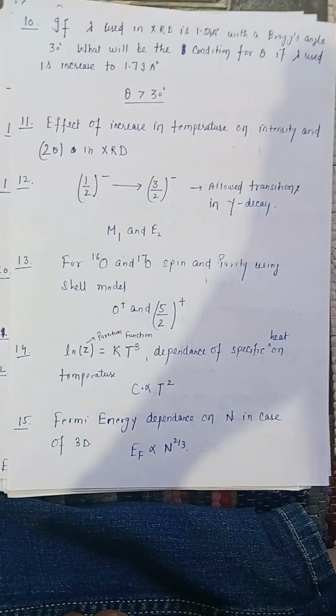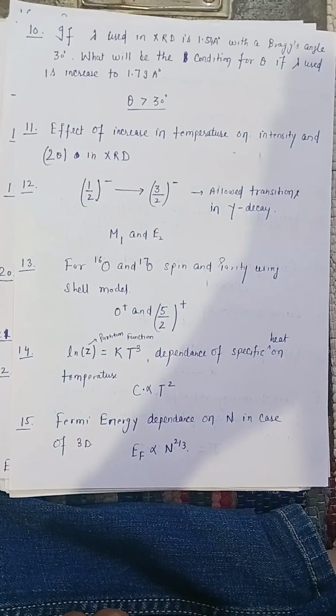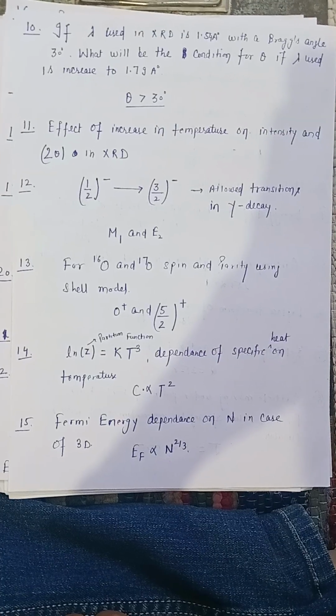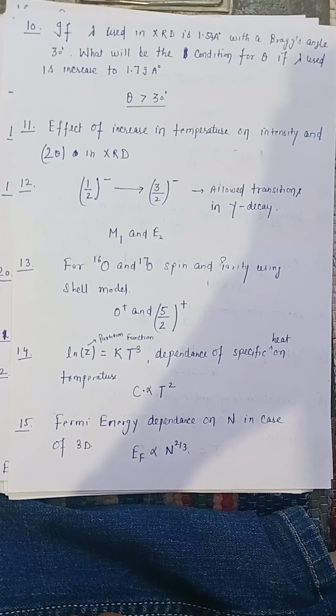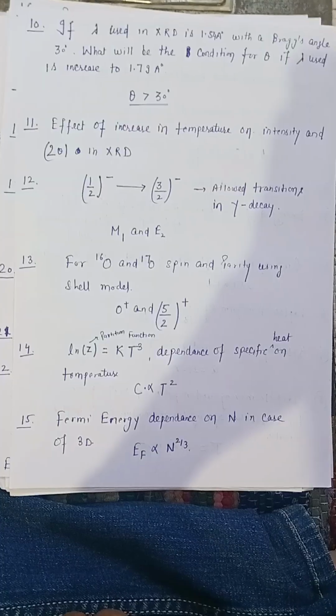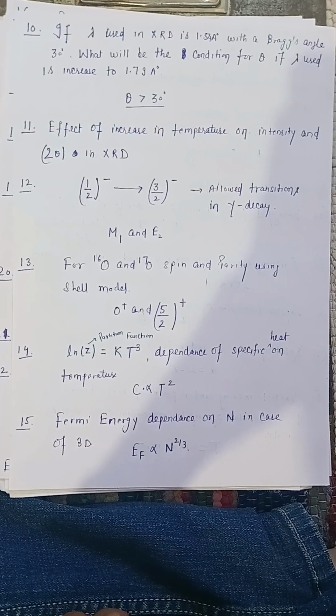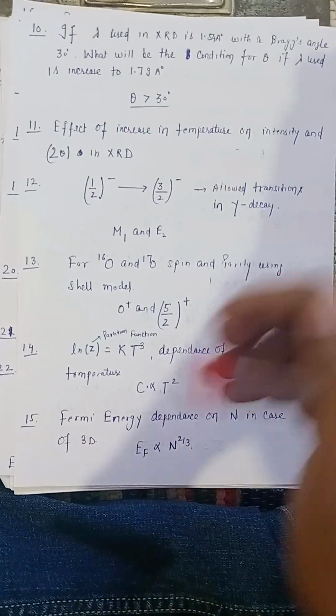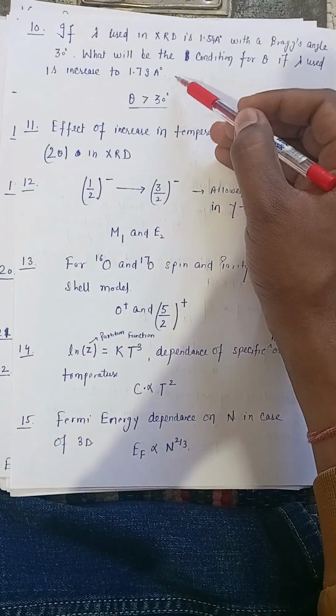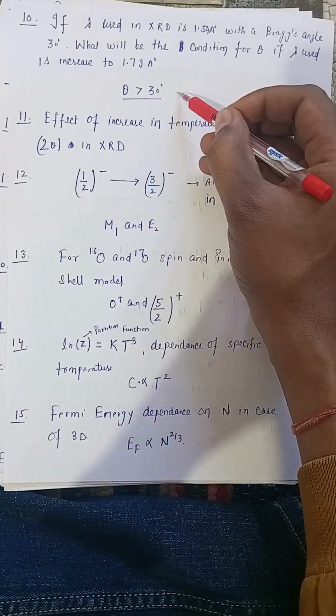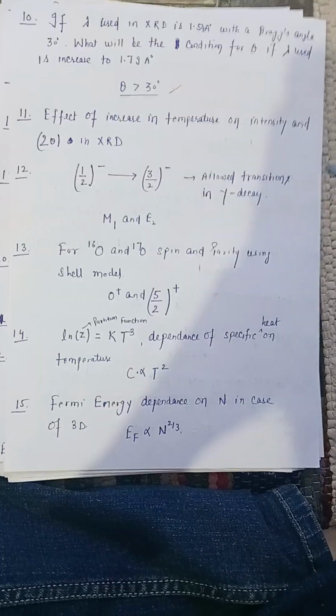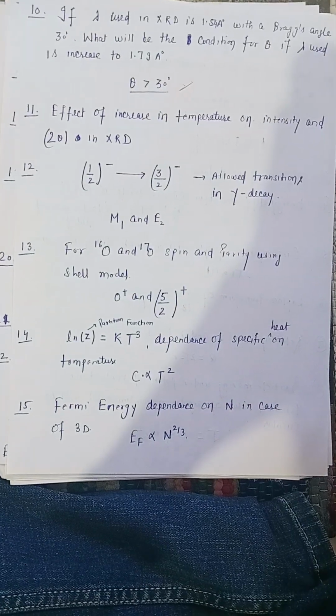The next question, if lambda used in the case of XRD is 1.54 angstrom with the Bragg angle of 30 degree, what will be the condition for theta if lambda used is increased to 1.79 angstrom? So option theta greater than 30 degree will be right one.